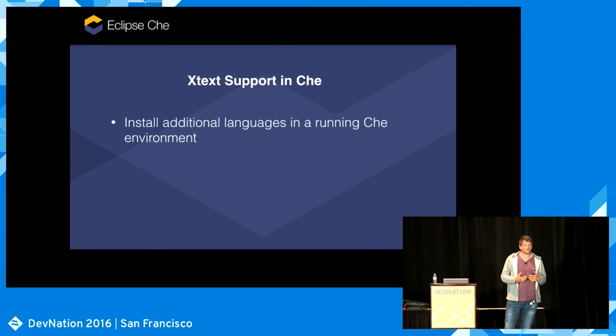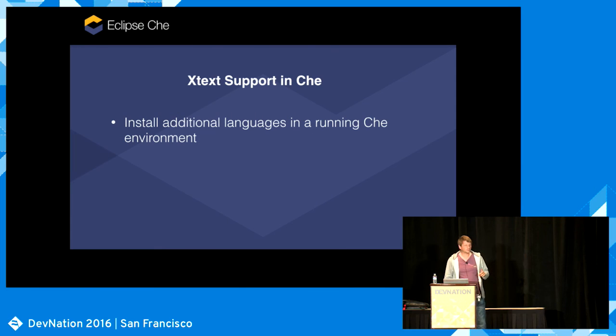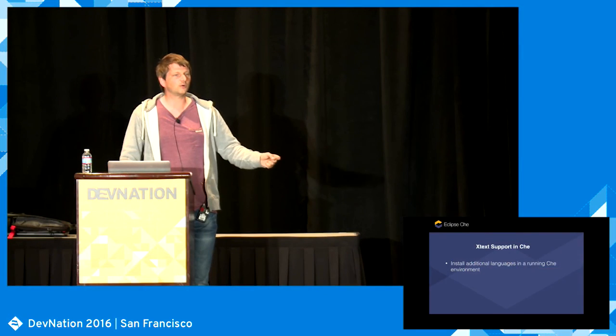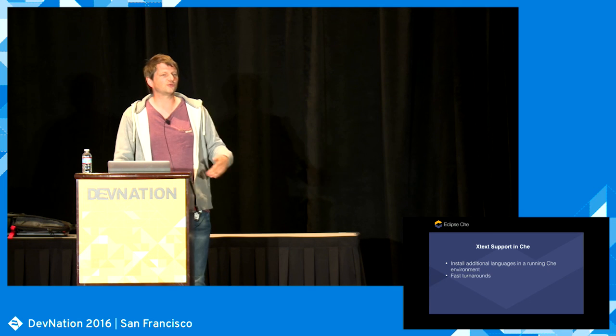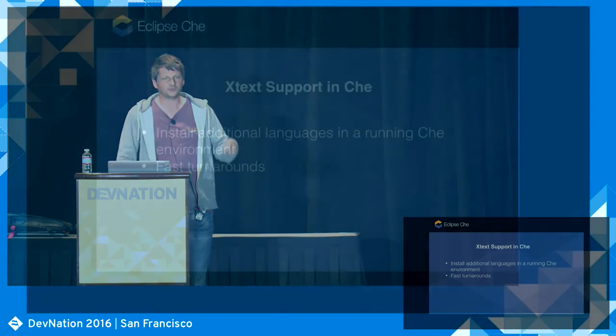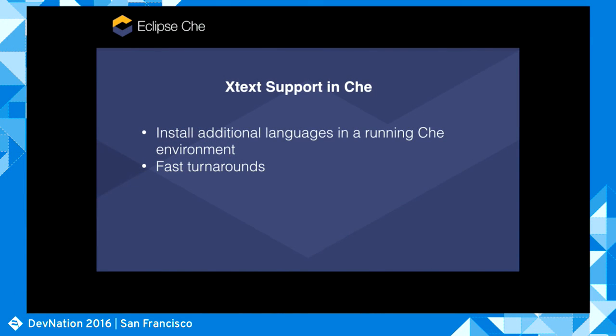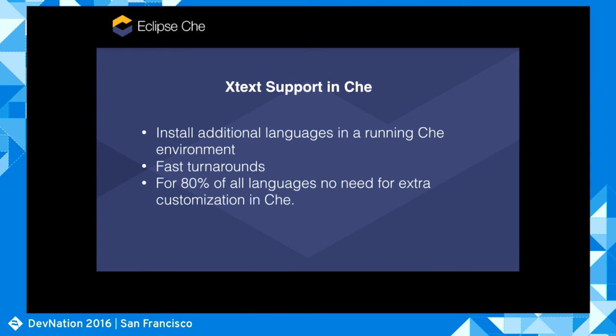But there are many existing XText languages out there, and we just want to make it very easy to have XText language support in Che. So we didn't want to have everyone building Che extensions, because they don't need the fine-grained power that the framework allows you to do. They just want very fast turnarounds and a very easy way to install language support if you have an XText language. So we would go for a generic XText plugin for Che. That was the first idea.